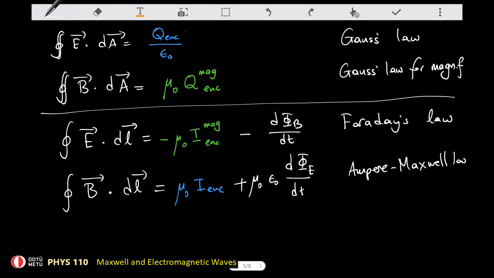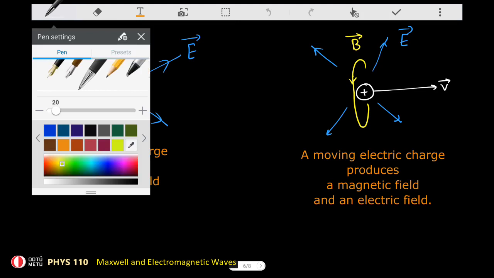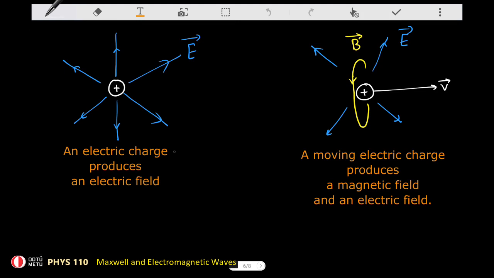All right. So I'm just going to do a summary in here. This is something that we already know. I have just repeated, but let's just do it again. So let's start with Coulomb's law. It basically says that an electric charge produces an electric field. So we just have an electric charge in here. It will just produce an electric field. That's Gauss' law. But if the electric charge is moving, in that case it produces both an electric field and a magnetic field.